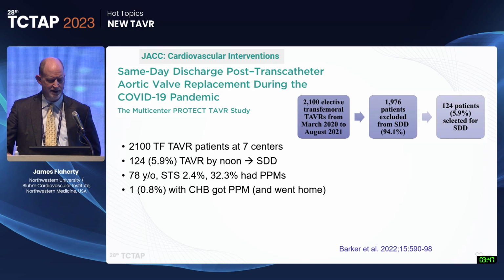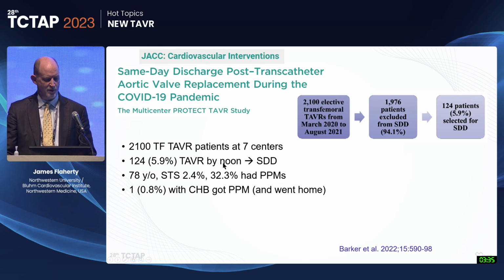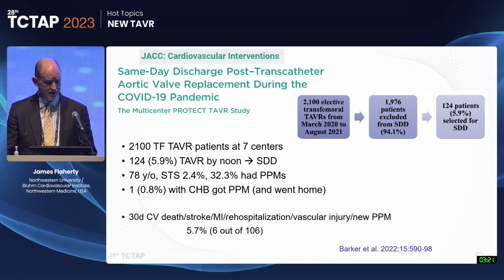What about same-day discharge? Well, the COVID era led to more enthusiasm for this because nobody wanted to be in the hospital. And so in this PROTECT-TAVR trial, they took about 2,000 patients. They used very strict criteria. They got to 6% of them that they thought would be good for same-day discharge. Here they are. They're 78 years old, low STS scores. About a third had pacemakers already. And of all this, only one of them got a pacemaker and went home the same day anyway. And the 30-day, very broad outcome for events was about 5.5%, which is consistent with those that stayed longer.